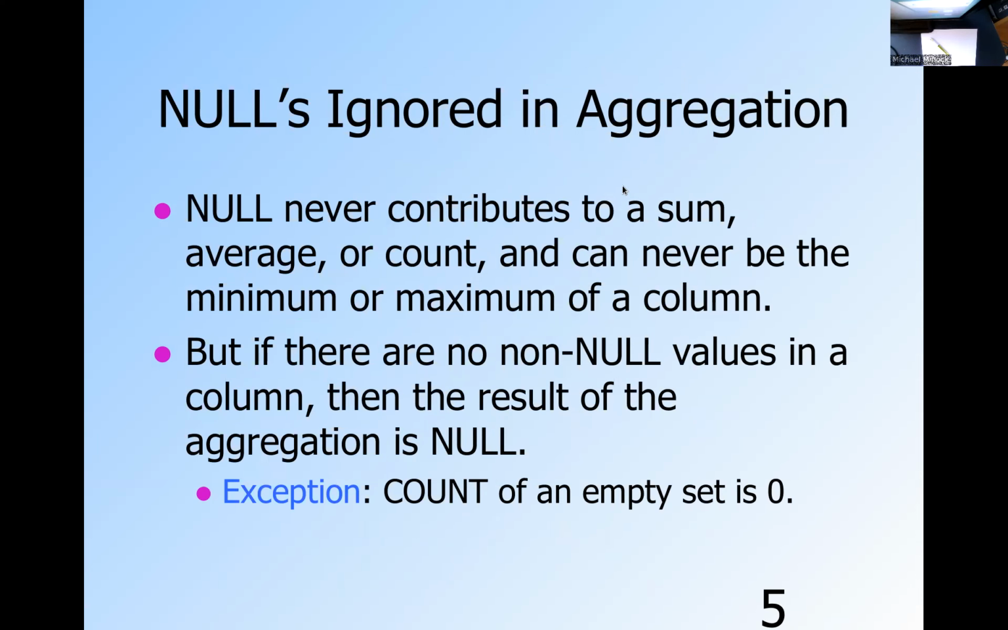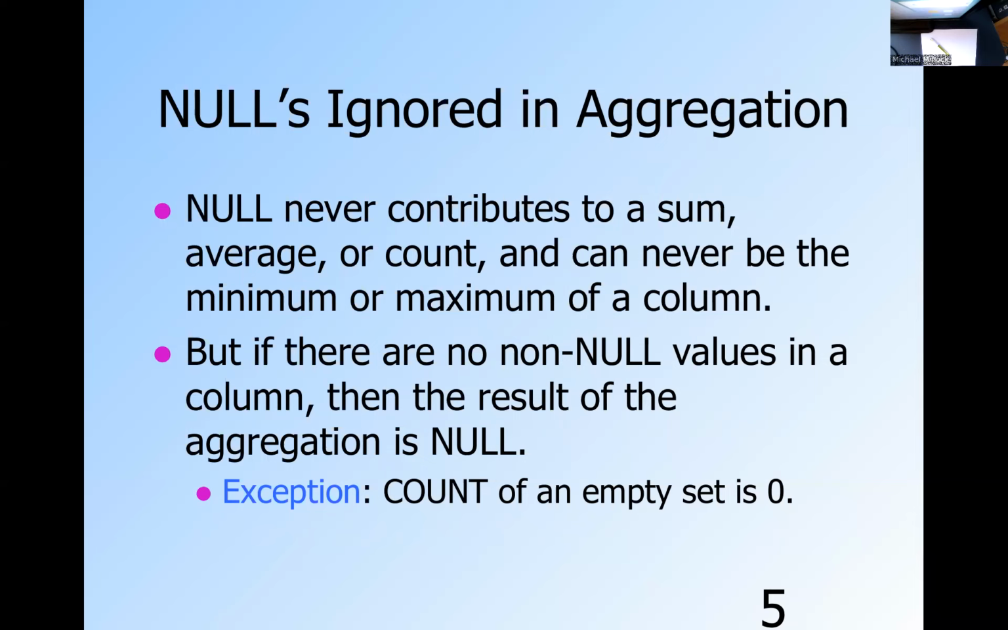Now, here's the key thing: how do you deal with nulls when you do aggregation? A null will never contribute to a sum, average, or count, and can never be the minimum or maximum of a column. For the numerical ones, they just go away. But if there are no non-null values in a column, then the result is null.